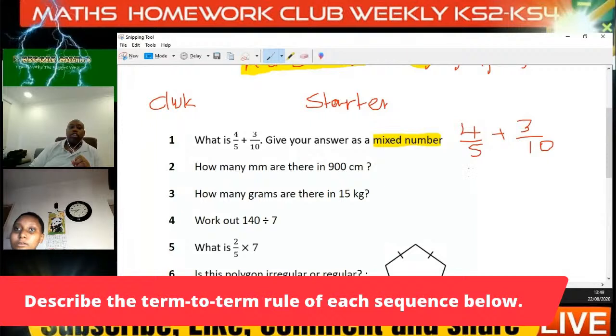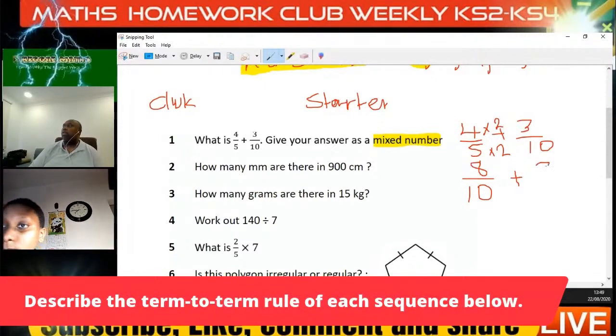So the first thing you need to do is to times 2 times 5 equals 10. The same thing I do to the bottom, the same thing I do to the top. So 2 times 4 is 8. Add 3/10. Now, Denzel, we can add them together. You can just add the top. The bottom number always remains the same.